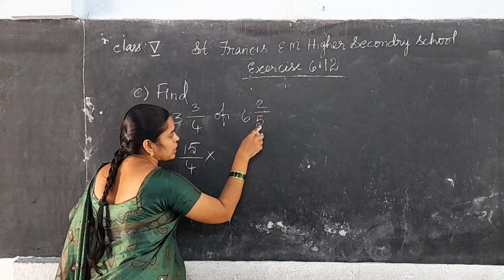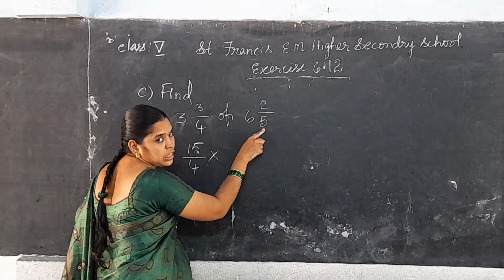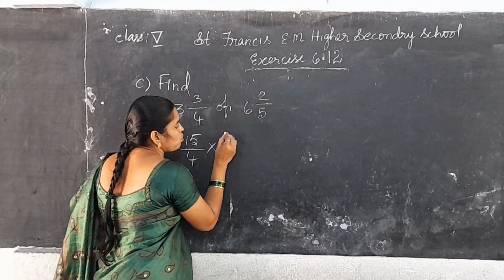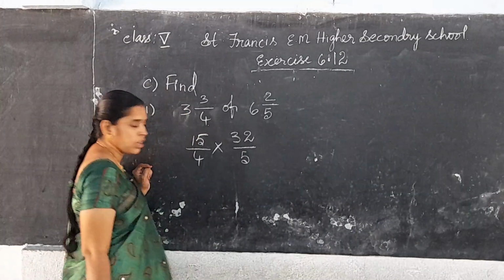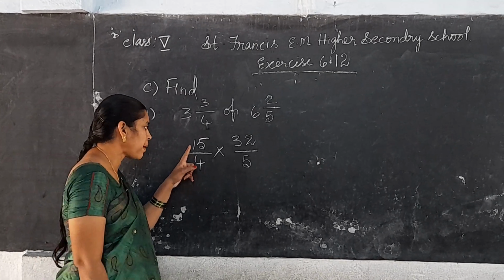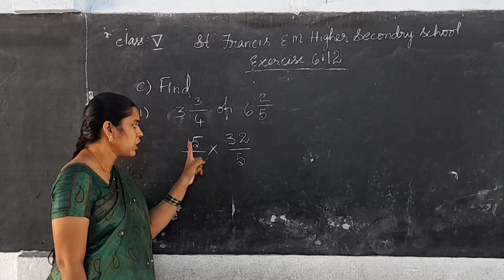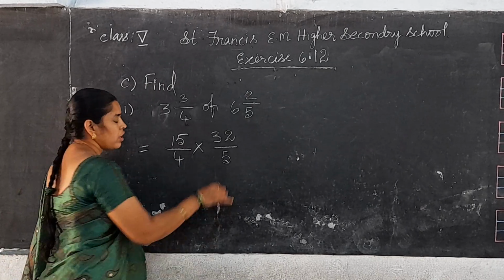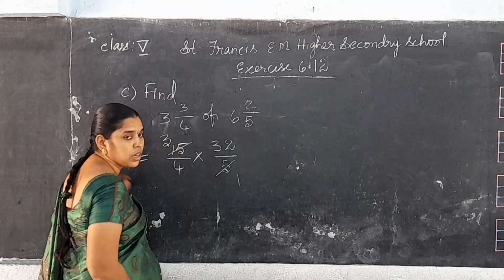Now this is the mixed fraction. I am going to convert it into an improper fraction. 5 6s are 30. 30 plus 2, 32 by 5. Now see, in these two numbers, will any table go? No. Then you compare these two numbers. 15 by 5. In these two numbers, any common factor? Yes. What is that? 5. Divide by 5. 5 1s are 5. 5 3s are 15. Okay.